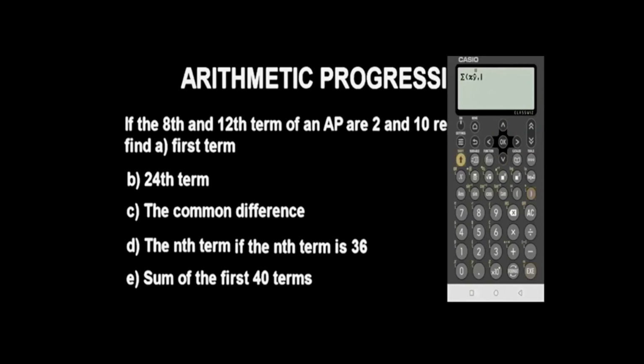So we're asked to find the sum of the first 40 terms. First, put 1, then the comma, shift and this button, then your 40. Close the bracket and press execute. So this is the sum of the first 40 terms. This is the procedure you follow, guys. Assuming you are asked the sum of the first 100 terms, just remove the 40 and put 100 in that order.